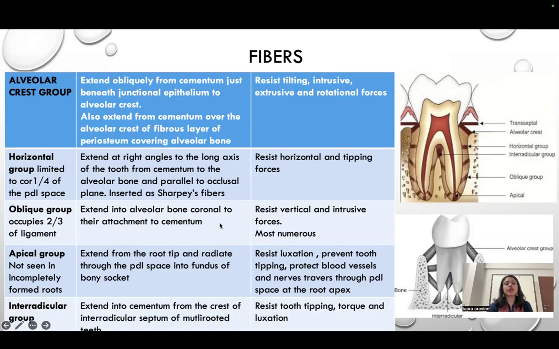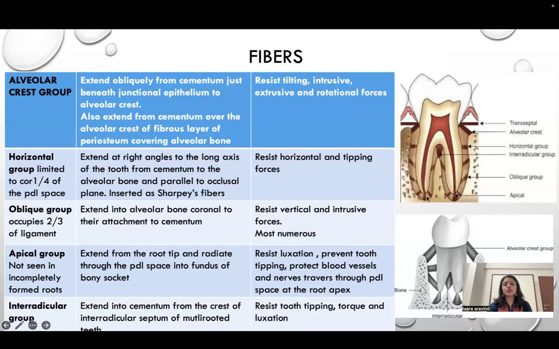Oblique group, it extends into alveolar bone coronal to the attachment to cementum. These are the oblique group. They resist vertical and intrusive forces and are the most numerous of the periodontal ligament fibers. Apical group, these are the apical group. They are not seen in incompletely formed roots. They extend from the root tip and radiate through the periodontal space into the fundus of the bony socket.